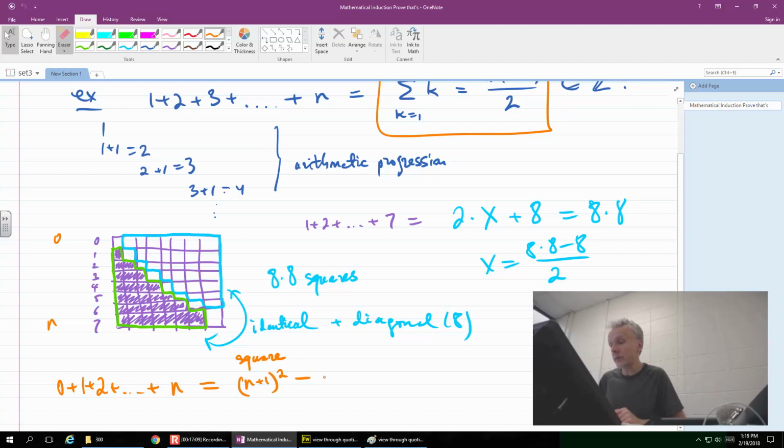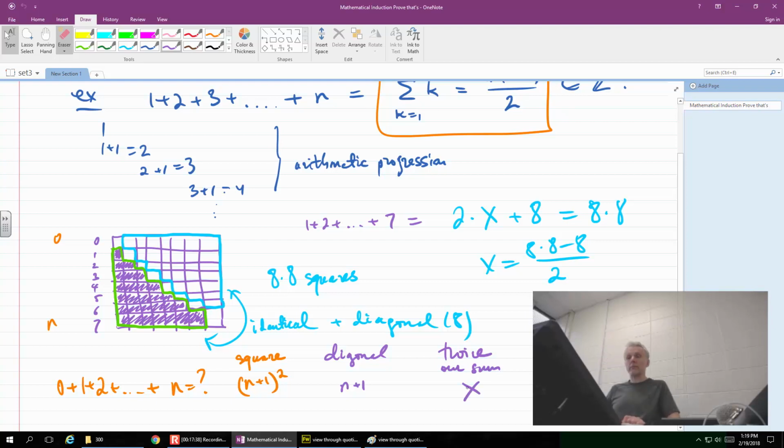Now we subtract. Well, I don't really want to subtract, that might be a bit confusing. So let me just put it this way. The square is n plus 1 squared, and now we have the diagonal. How large is the diagonal? The diagonal is n plus 1 again, and then twice our sum, that is now our x we are looking for.